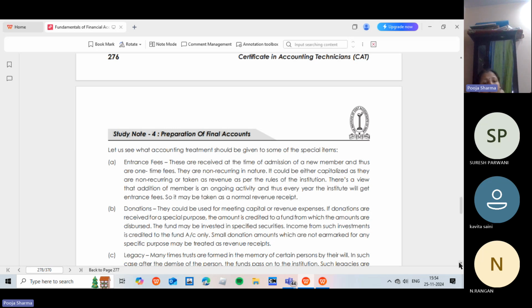The other two parts are recurring and non-recurring. If we are going to receive it in the future, monthly or quarterly, then it will be shown in the receipt and payment account. But if we are not going to receive it in future, we have received it only once, that means it will be capitalized.